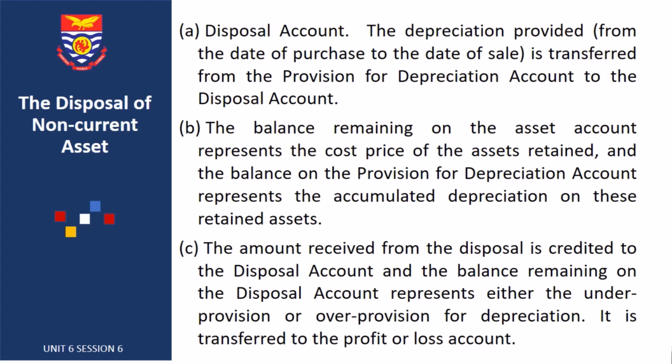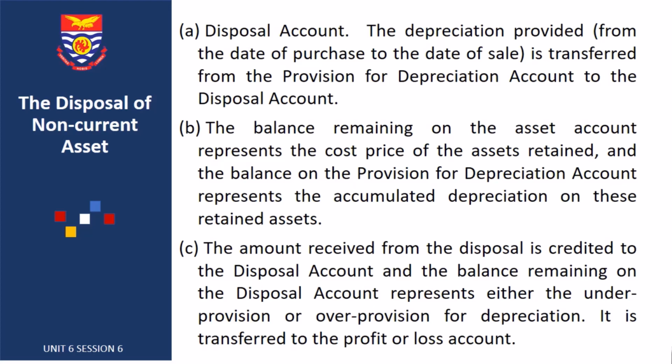Now let's turn our attention to disposal of non-current assets. It is common in business for a non-current asset, for example, a motor vehicle, to be disposed of or sold after its estimated useful life. The accounting entries to be made when a non-current asset is disposed of are as follows. So the disposal account: the depreciation provided from the date of purchase to the date of sale is transferred from the provision for depreciation account to the disposal account.